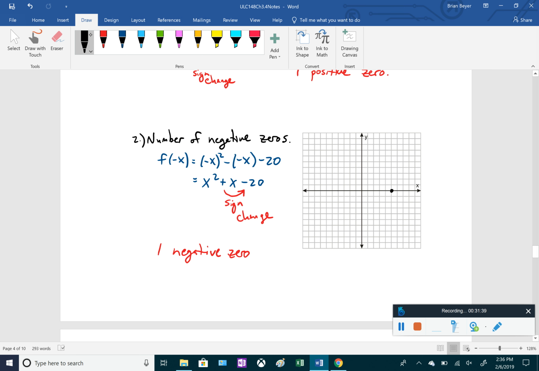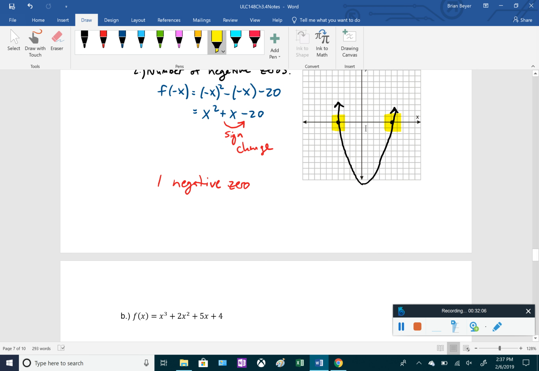So 5, negative 4, and a really far y-intercept, so I'm just going to put it down here. So it looks something like this. It has one positive x-intercept here on the right and one negative here on the left. So x equals positive 5 is our positive zero, x equals negative 4 is our negative zero.